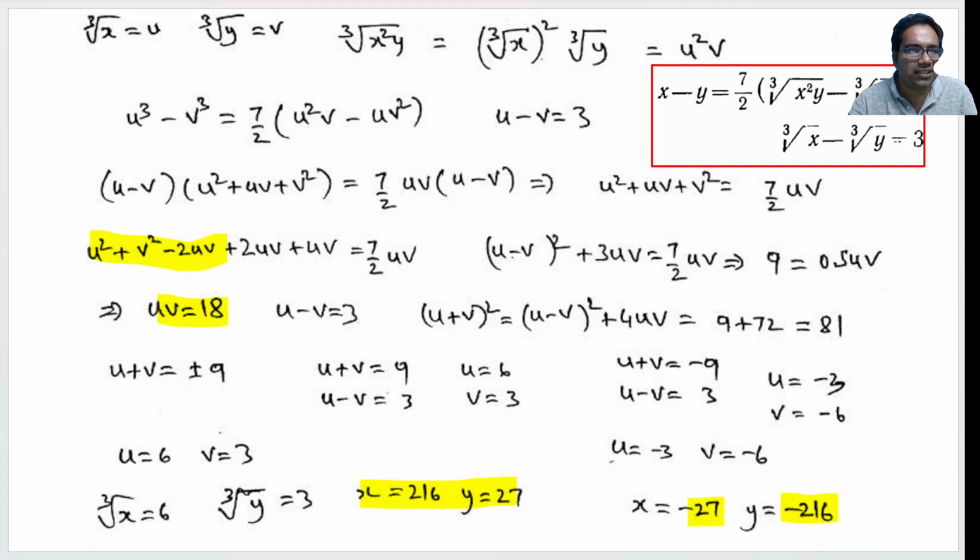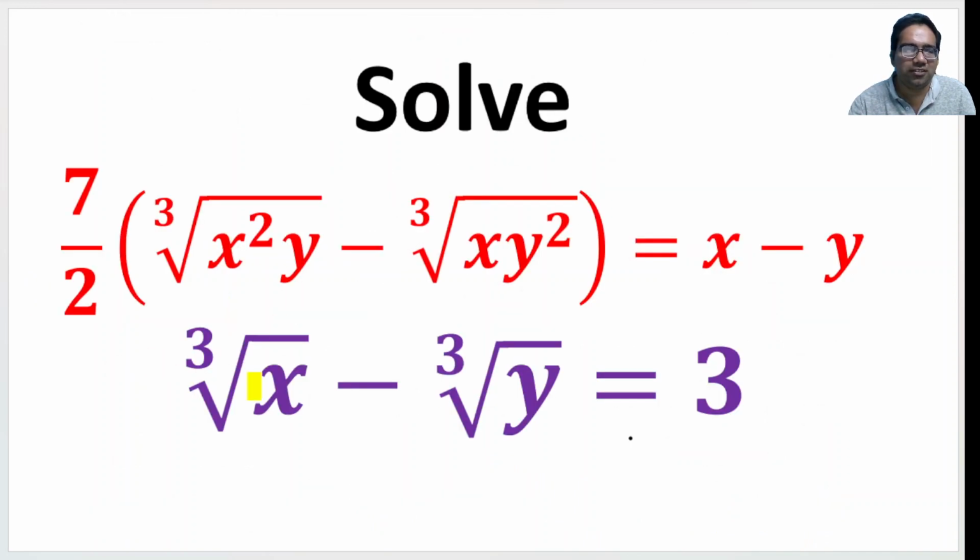Simple problem. The only tricky thing here is to identify the cube roots and convert them into cubes, and extract this a square b, ab square opportunity here. Right, guys?